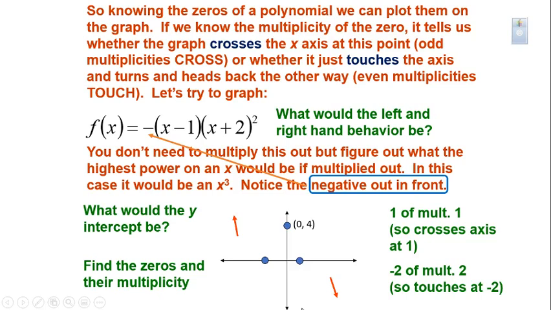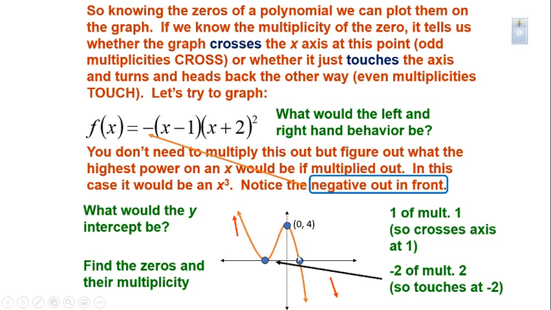The next thing we can do is draw a graph starting high, coming down to -2, bouncing on -2, going up a little, turning and coming through the point (0, 4), and then crossing at 1. So something like what we just saw right there. And that is the graph.